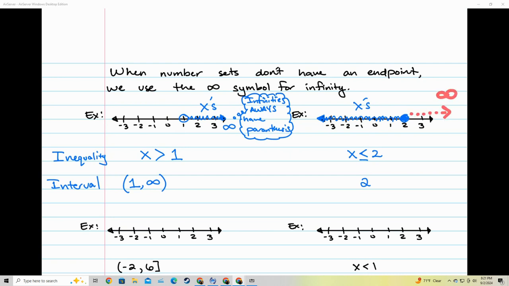But my number is not going that way. My number is actually going this way. Well, if infinity is going this way, then what is going the other way? And I'm sure some of you guys guessed it, and you're probably right. This is going towards negative infinity.